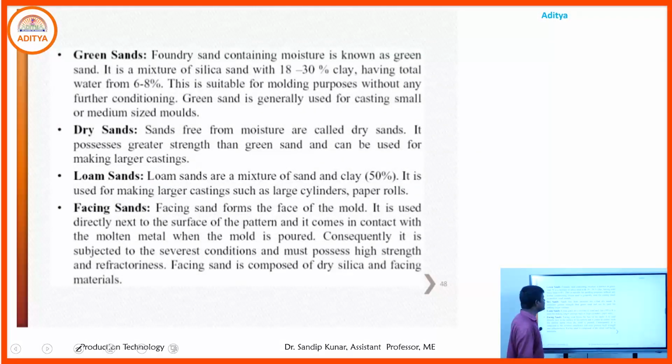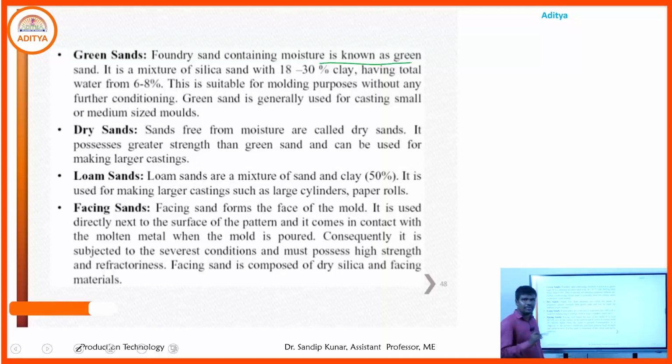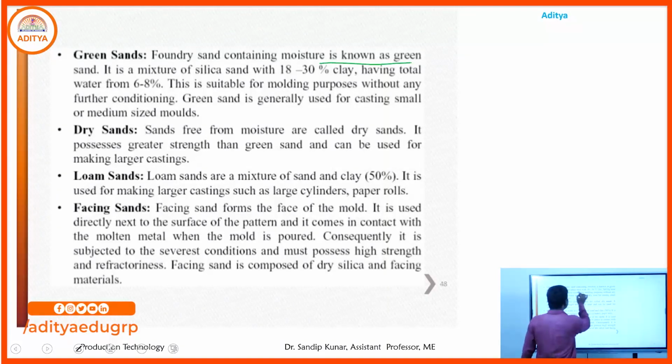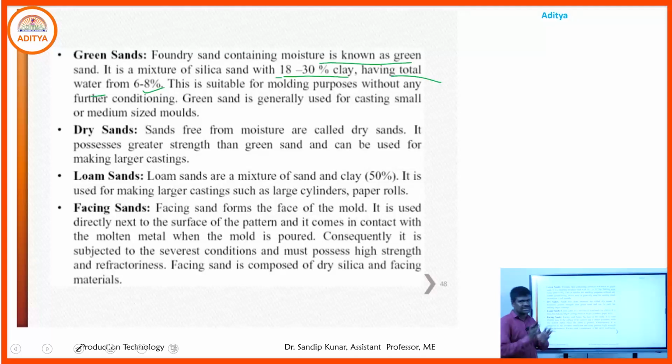Green sand means foundry sand that contains moisture. As already told, green sand must be present with moisture, some percentage of water. In that silica sand there is 18 to 30% of clay, with total water of 6 to 8%. Green sand contains water or moisture. Dry sands are free from moisture. In the case of dry sand, no water is present, only sand particles.